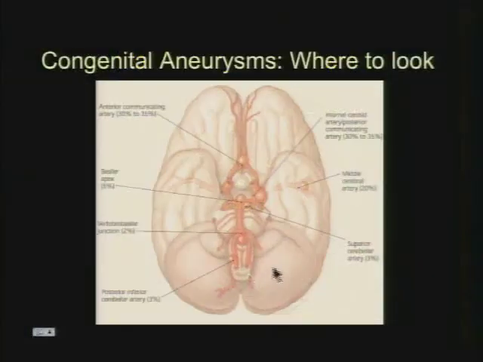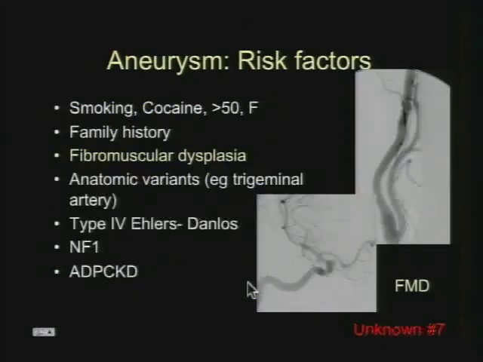So I included this in your syllabus, which is just looking at the typical distribution of congenital aneurysms. So what are the risk factors?